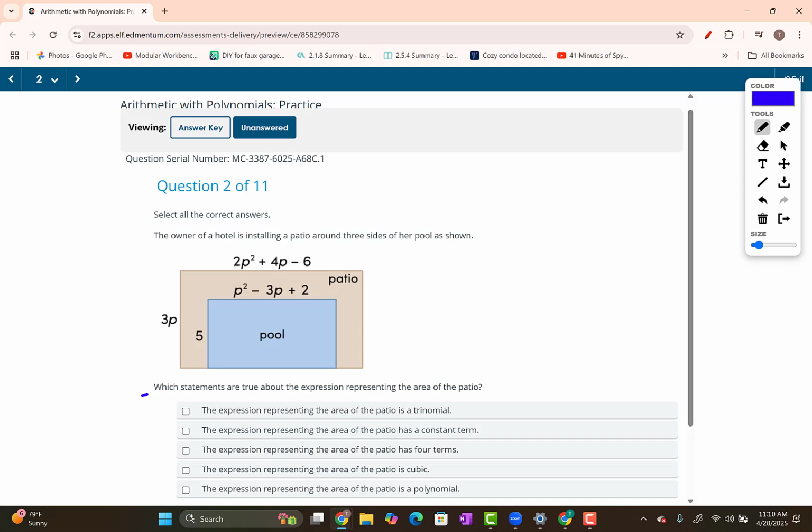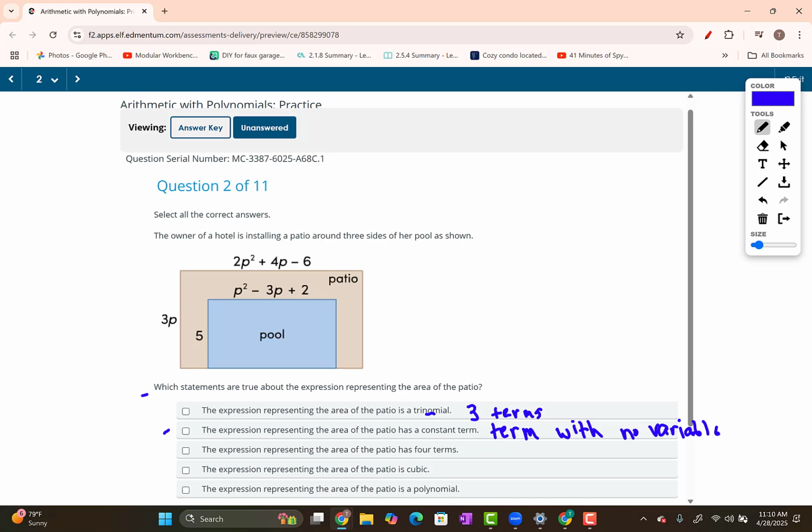The first one says the expression representing the area of the patio is a trinomial. This just means the answer has 3 terms. That's what we'll be looking for in that choice. Choice 2, the expression representing the area of the patio has a constant term. That just means we have a term with no variable. So this could be +2 or -3, -7, just a number.